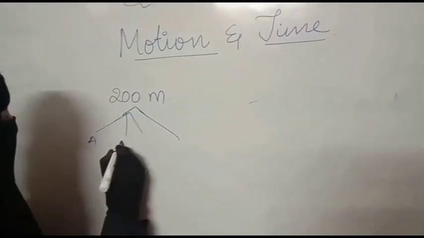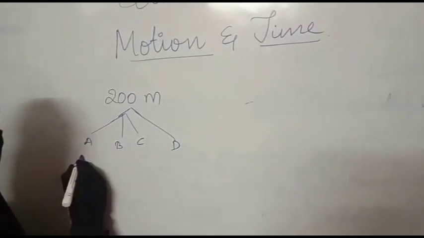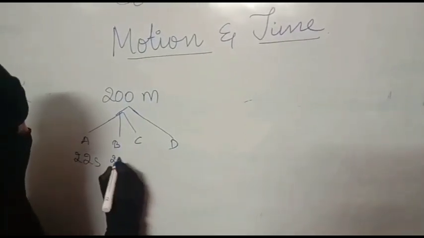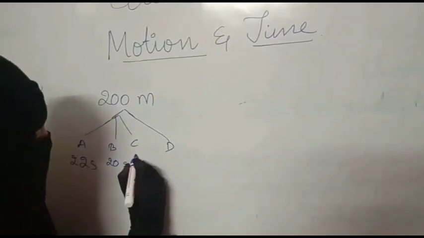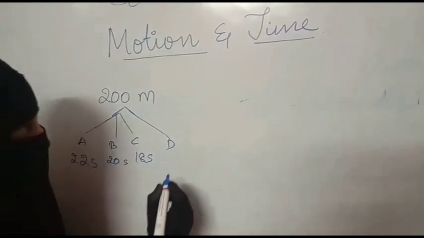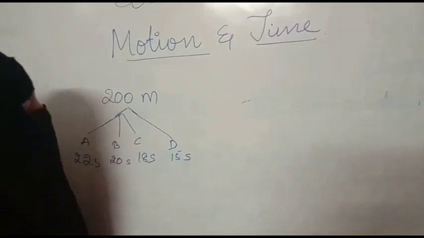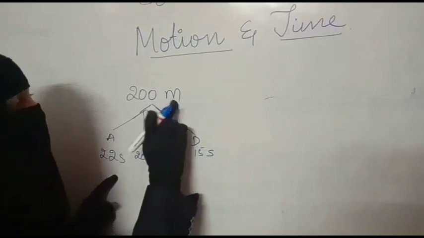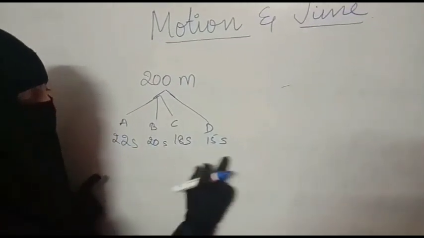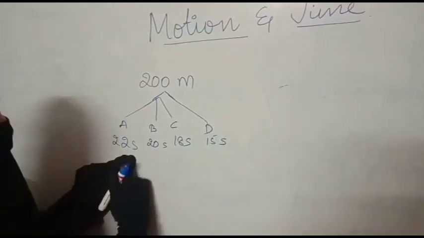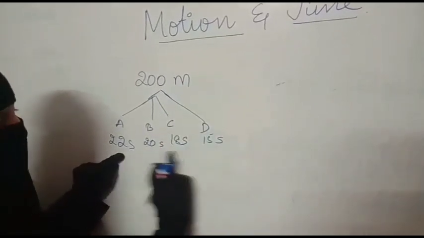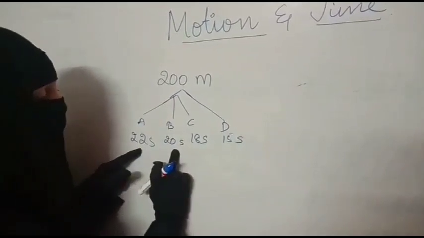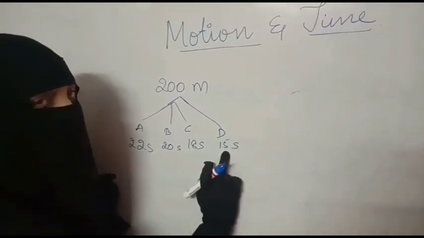Let them be A, B, C, D. One of the students has taken 22 seconds to complete the 200-meter race. Another student has taken 20 seconds to complete the race. Another has taken 18 seconds, and the last student has taken only 15 seconds. All four participants have run with a speed and covered the 200-meter distance in a certain time. Participant A completed the race in 22 seconds, B 20 seconds, C 18 seconds and D 15 seconds.